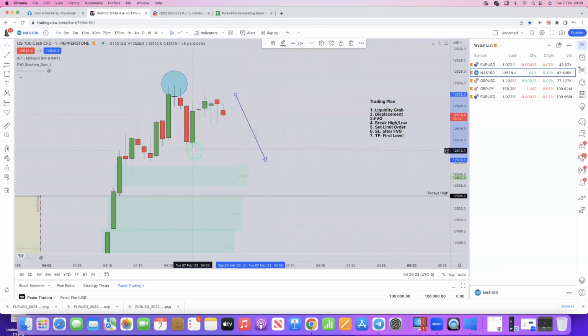I'm going to pause the video. I've got this identified as the area where I want to see structure broken, to then get this displacement, to then move on to step 3, which is the fair value gap. Okay, be back in a short while, guys.